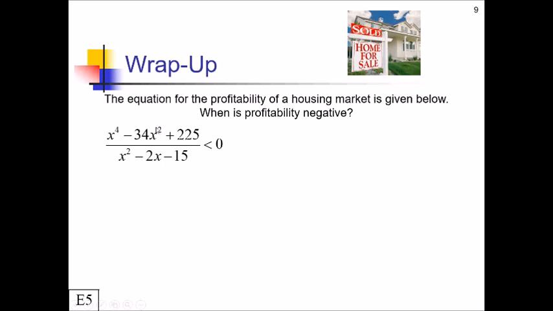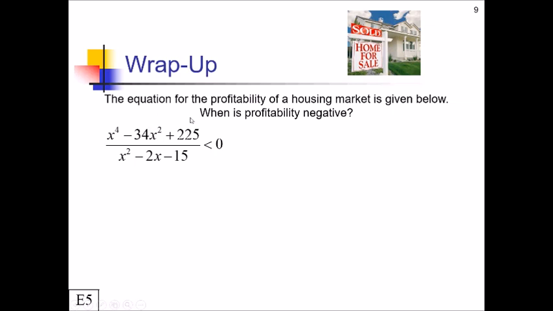So the numerator, there's a lot going on there. We have a 4th power. This one, if you look carefully, is in quadratic form. We have x to the 4th, x squared, and a constant. So let's think about if there's two numbers that multiply to 225 and add up to -34. They would have to both be negative to multiply to a positive and add to a negative.